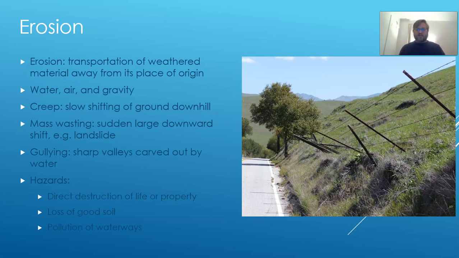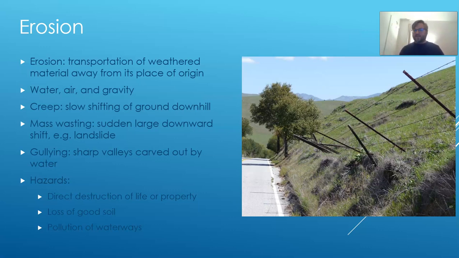Okay, so once things are broken up through weathering, then we can have erosion. Strictly speaking, erosion is the transportation of weathered material away from its place of origin. So you have a rock and it's broken up by mechanical, chemical, or biological agents. Then erosion takes that weathered rock and moves it somewhere else. And so the major agents of erosion are water, air, and gravity.